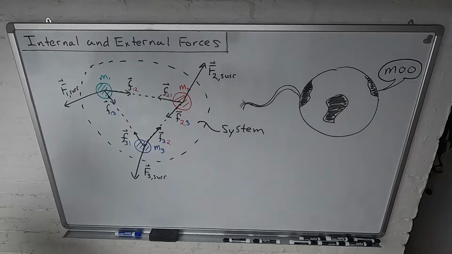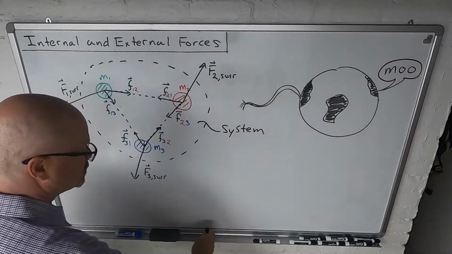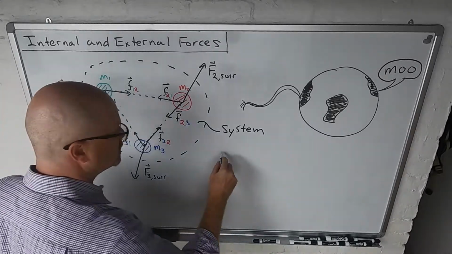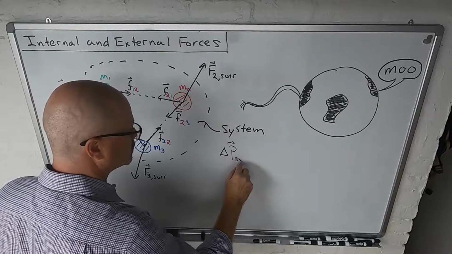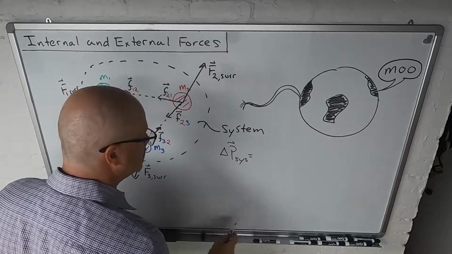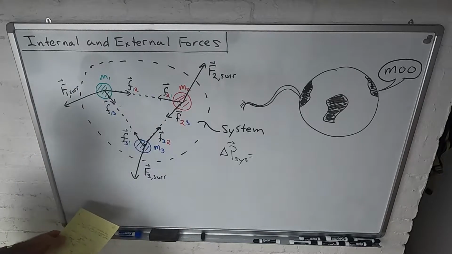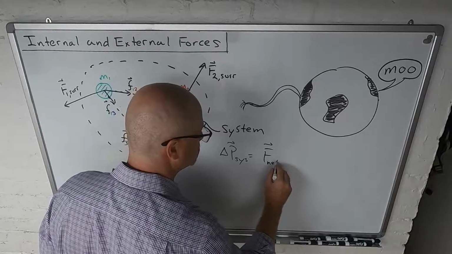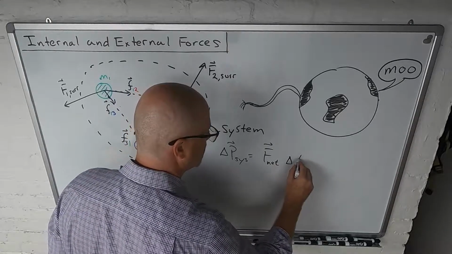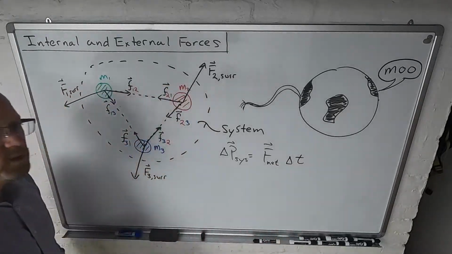So as we know, the momentum principle tells us that the change in momentum for a system is equal to all of the net forces, the sum of the forces, in some time interval delta t. This is our favorite equation.